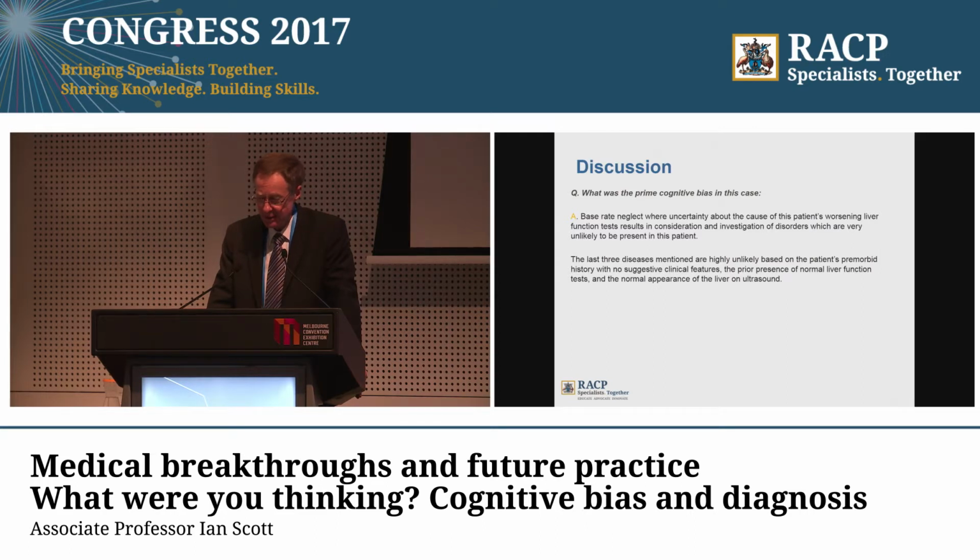The last three diseases mentioned, they're really highly unlikely. In fact, you virtually exclude them by way of the presentation, the fact that this patient's liver function tests were entirely normal up until about 1 week before presentation, and the normal appearance of liver on ultrasound. And these are rare syndromes. Wilson's disease, very rare. Hemochromatosis, well, perhaps not so rare, but still there would have been lots of other suggestive features of that, and the patient would have presented earlier.